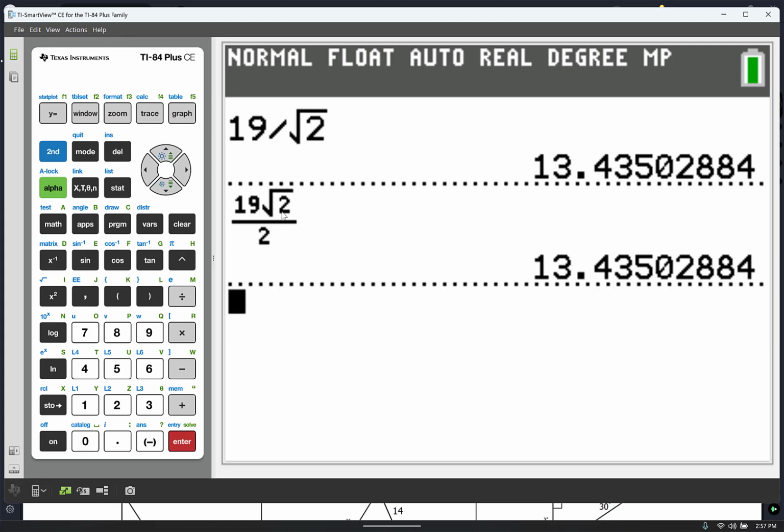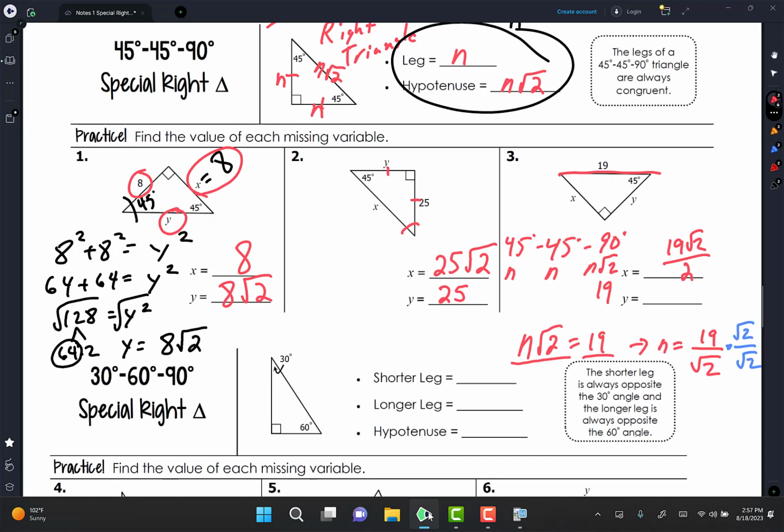It's just that they call this you rationalize the denominator. You took the square root from the bottom to the top. So that's what rationalizing the denominator means. So x is 19 square root of 2 over 2, and y is the same answer, 19 square root of 2 over 2, because it's a 45, 45, 90 triangle. Does that make sense, guys?